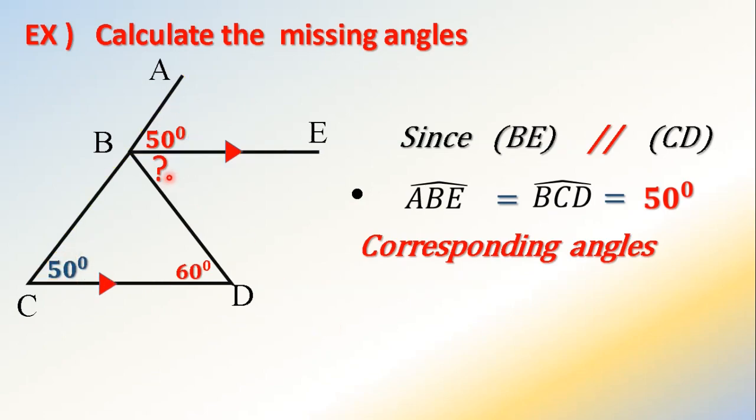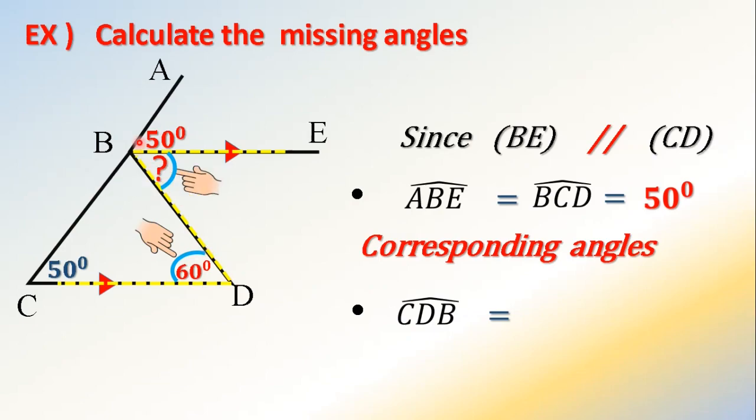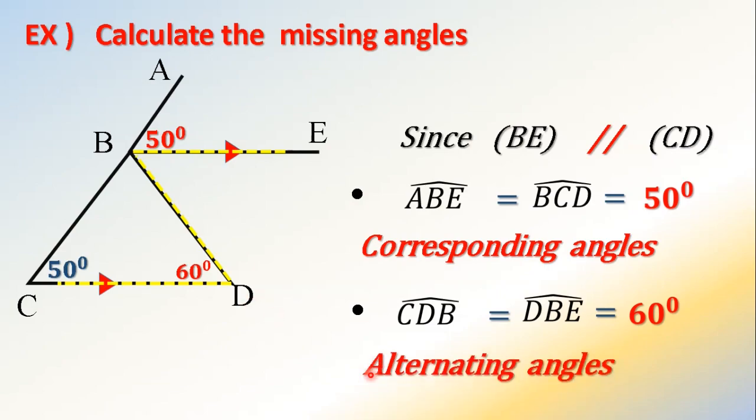Very good. Now can you find the measure of angle EBD? Similarly, if we look at this figure, BE is parallel to CD, then this angle is equal to this angle, and the reason is alternating angles. Good. Now can you write that? Angle CDB is equal to angle DBE equals 60 degrees, and the reason is alternating angles. So this angle is equal to 60 degrees.